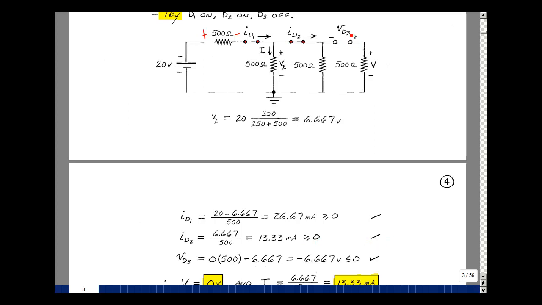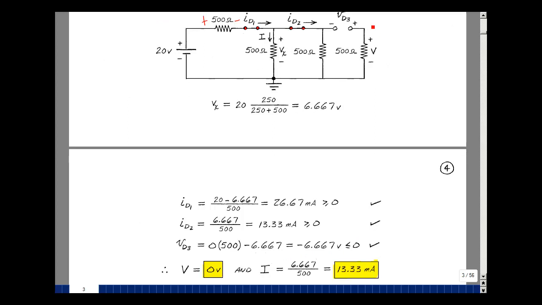And last, let's find the voltage across the diode D3. Now, since there's an open circuit, there's no current in here. The voltage across this resistor is going to be 0 times 500, which is 0, and then minus this node voltage, which is V sub X of 6.667. And that's a negative 6.667, and it is less than or equal to 0. That also verifies my guess.